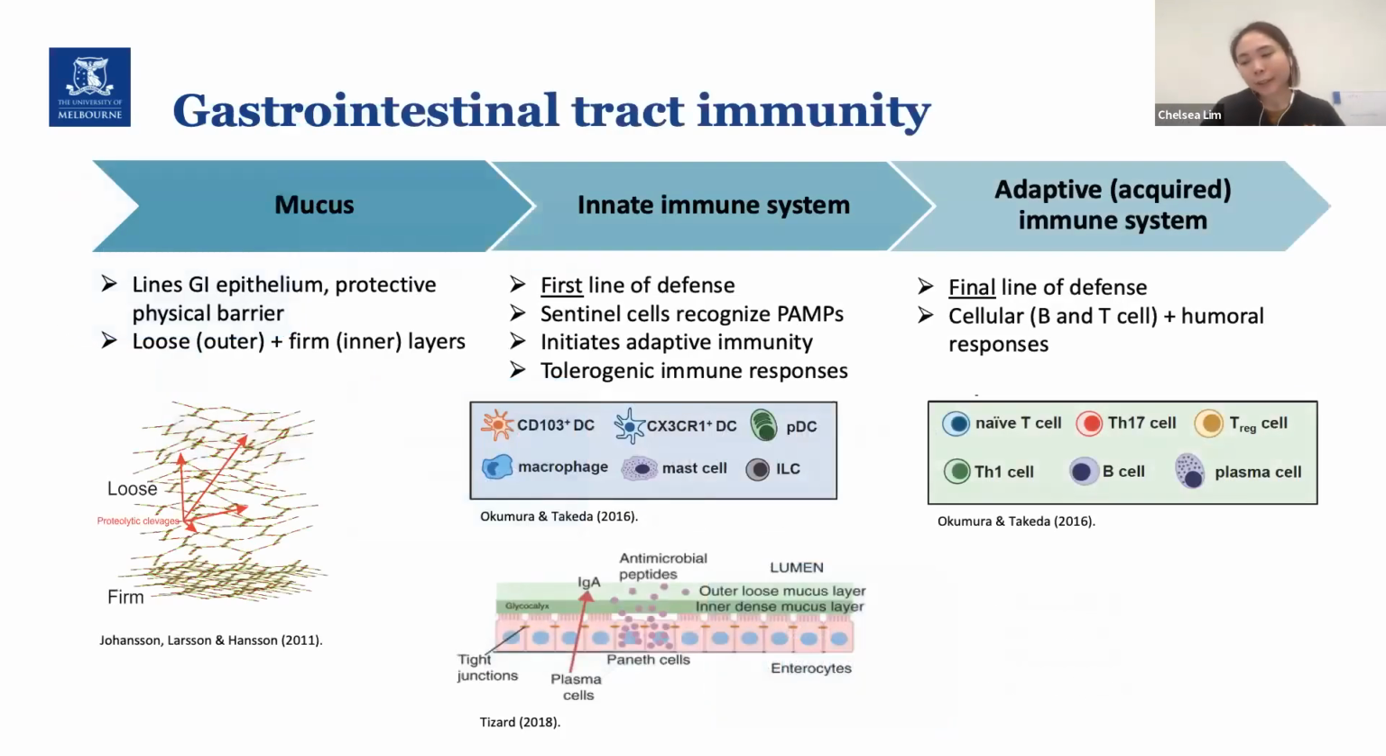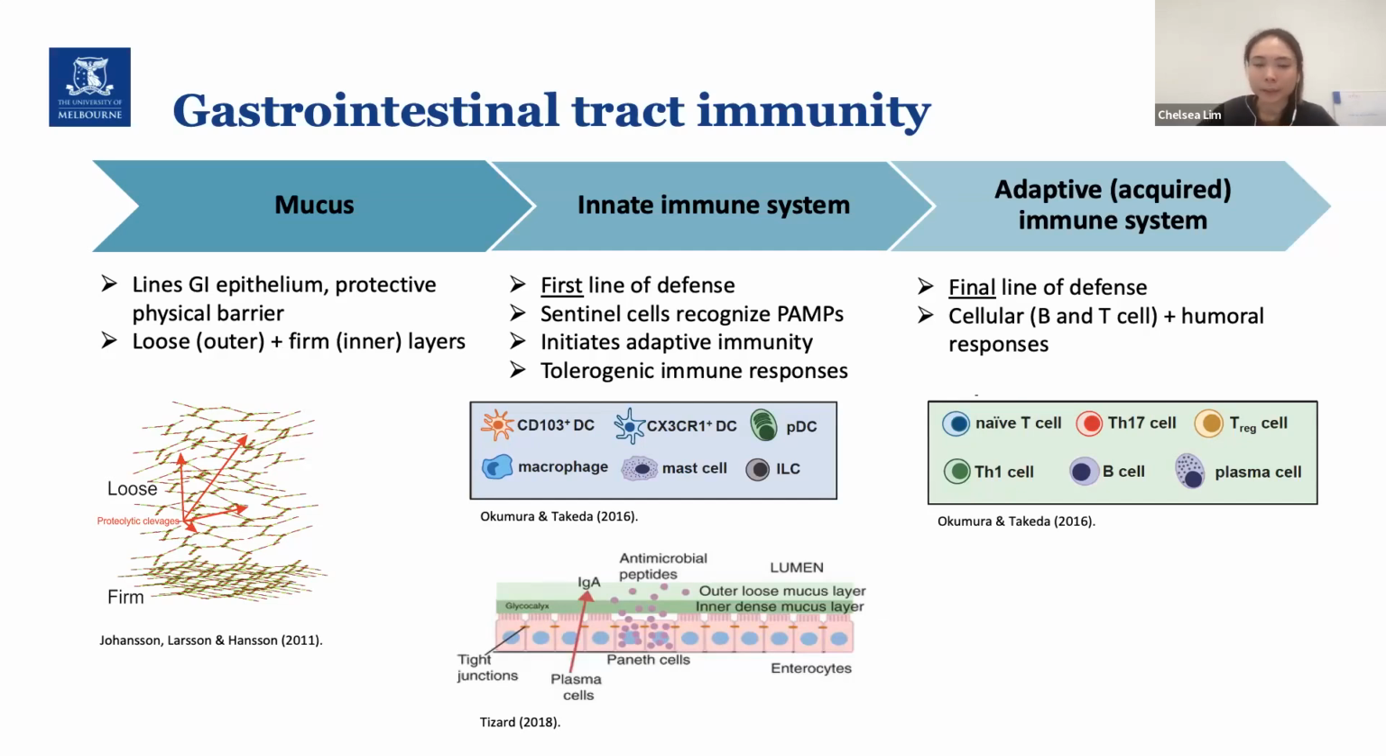The gastrointestinal tract is the most dynamic immunological environment in the body, with constant exposure to thousands of dietary antigens, commensals, and pathogenic microbes. The three key components of gastrointestinal immunity are outlined in this diagram. My project focuses on the intestinal mucous barrier and the innate immune system.